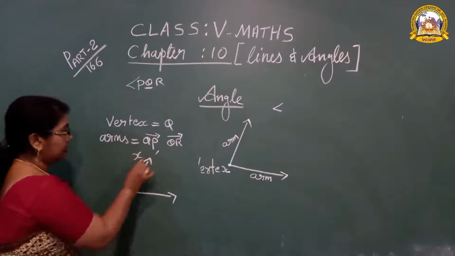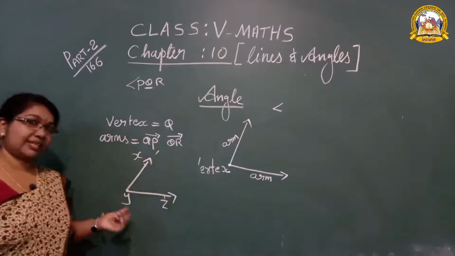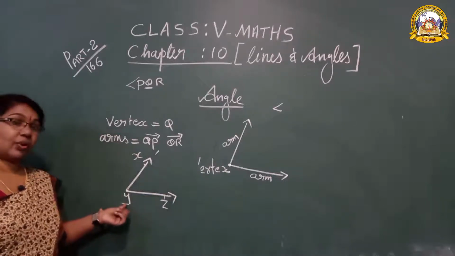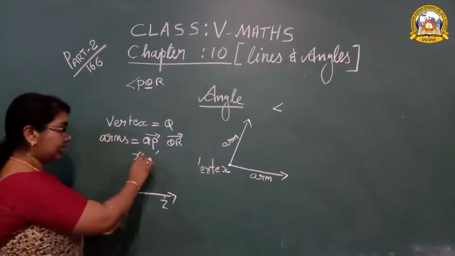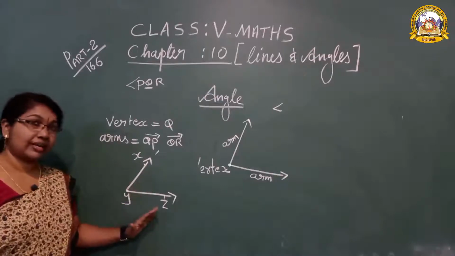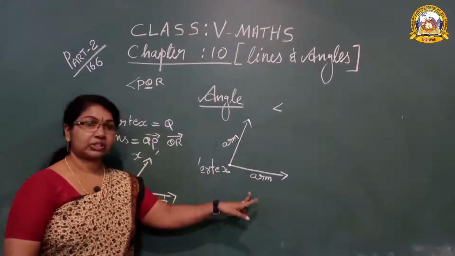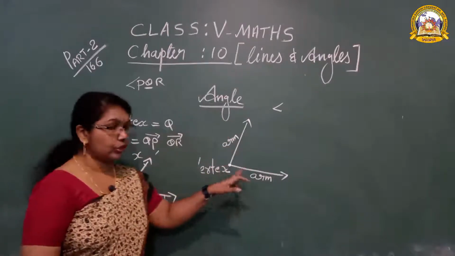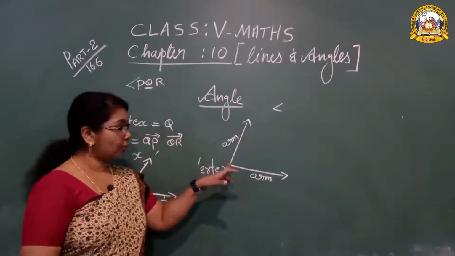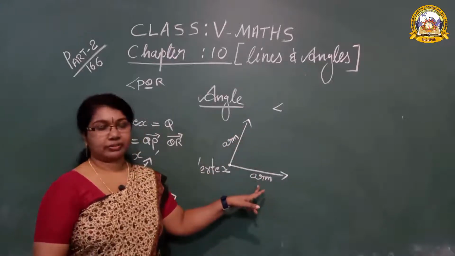Look at another one. X, Y, Z. Can you say what the vertex of this angle is? Y is the vertex. What are the arms? YX and YZ. These are called arms. Understood? An angle has one vertex and two arms. Two rays join together to form an angle. That joining point is called the vertex. These two rays are called arms.